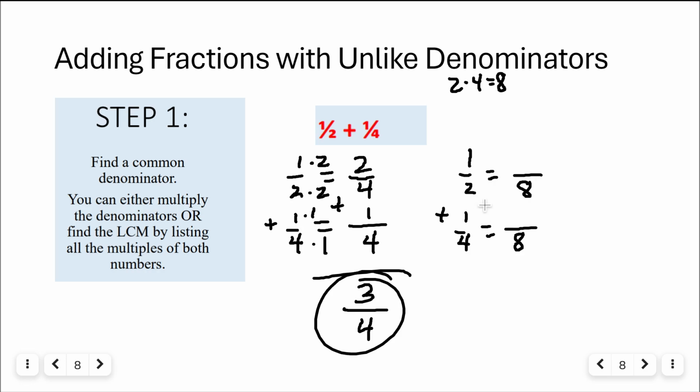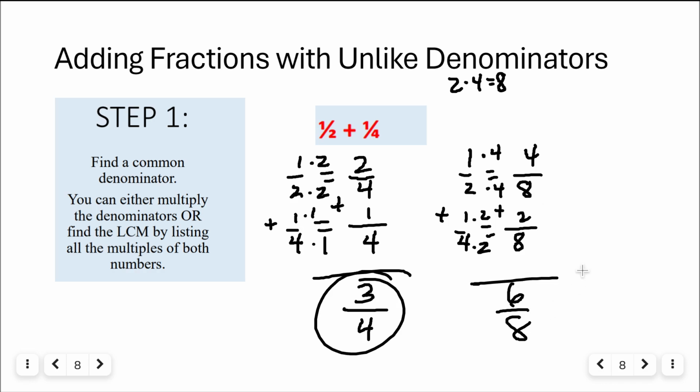So now I'm going to make some equivalent fractions. 2 times 4 will give me 8, so 1 times 4 is 4. And then I'm going to add to that. 4 times 2 is 8. 1 times 2 is 2. So now I'm going to add 4/8 plus 2/8. The denominator is an 8. 4 plus 2 is 6.